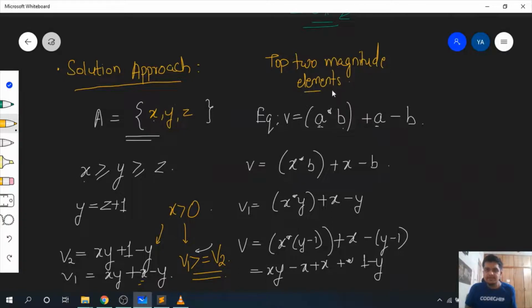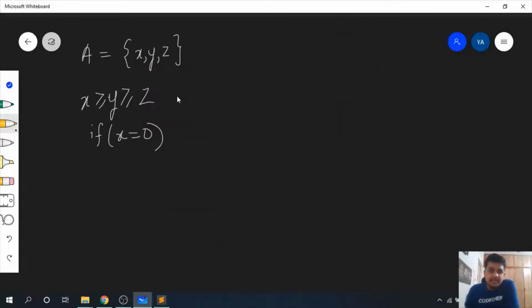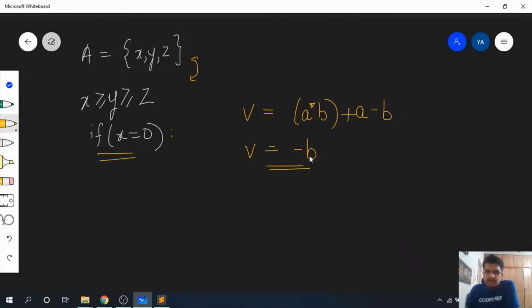Okay. Now let us see the next case where the greatest element among of the array is equal to 0. So let us write our equation. V is equal to a into b plus a minus b. Now again replacing the greatest element over here. Therefore then v is equal to minus b. Right, because a is equal to 0. So v is equal to minus b.